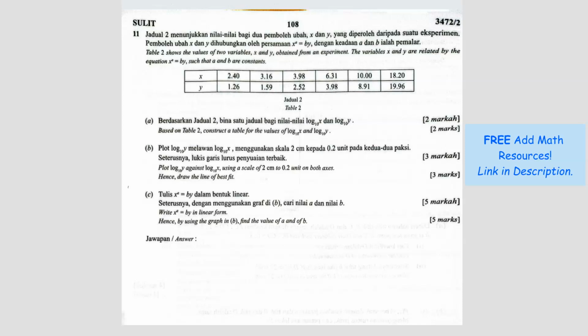Question number 11. Table 2 shows the values of two variables x and y obtained from an experiment. The variables x and y are related by the equation x^a = by, such that a and b are constants. So we have this table. Based on table 2, construct a table for the values. So you want a new table with log x base 10 and log y base 10.